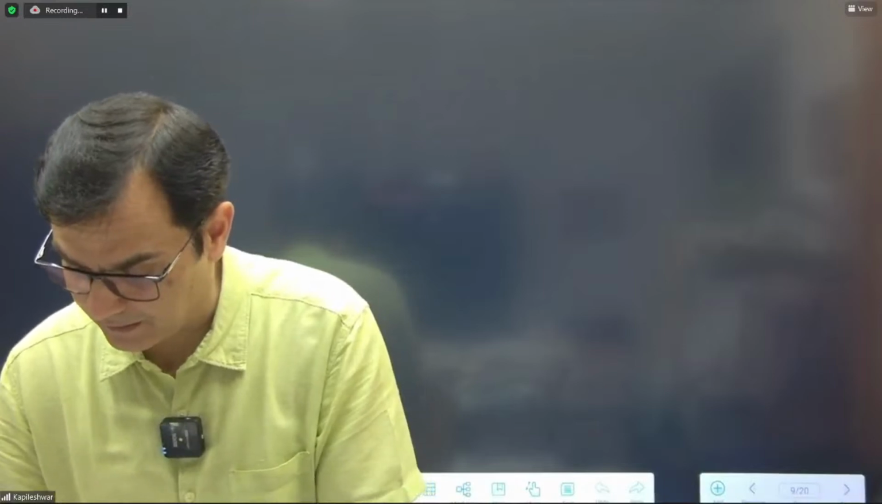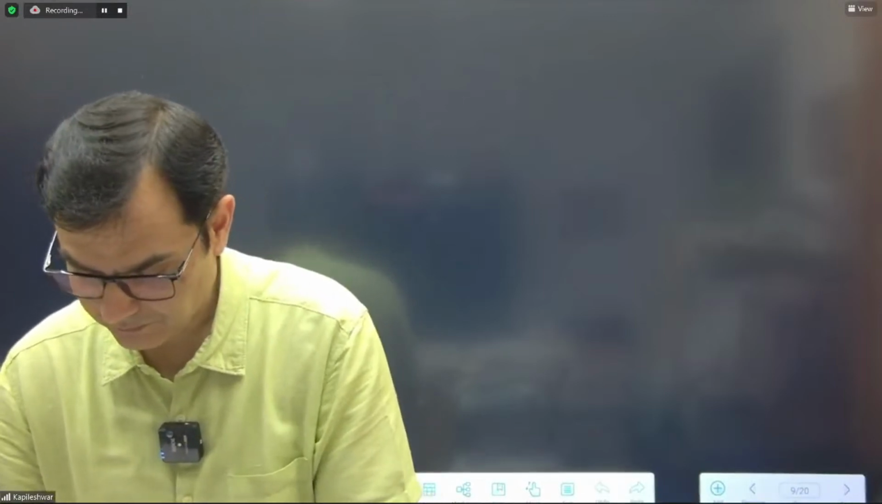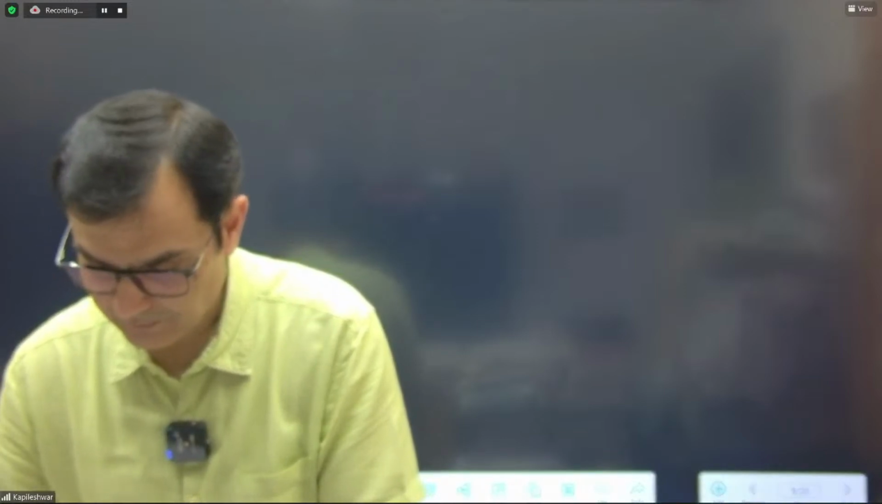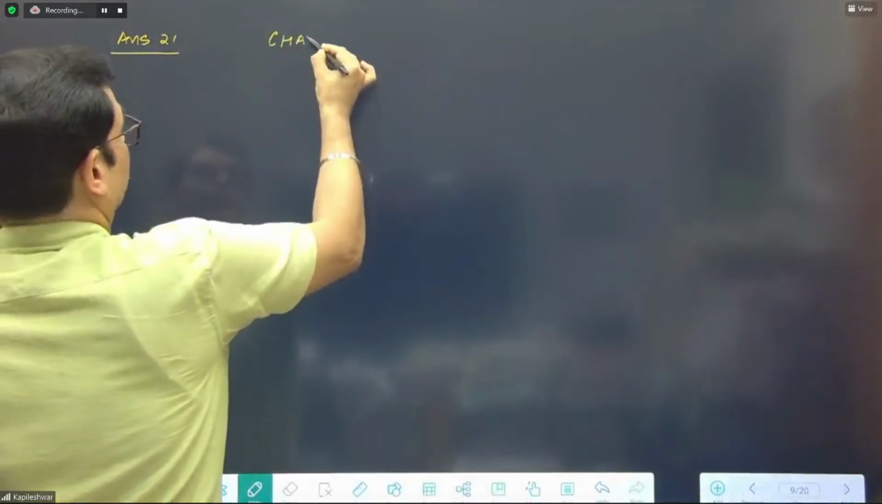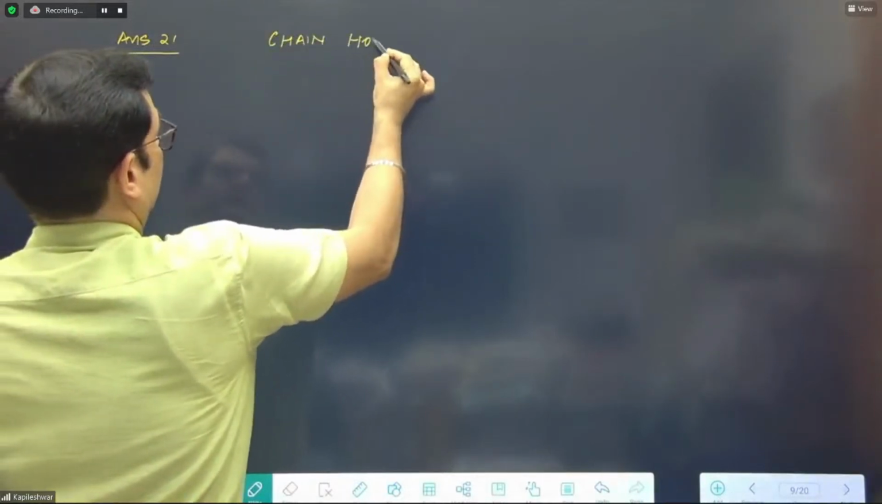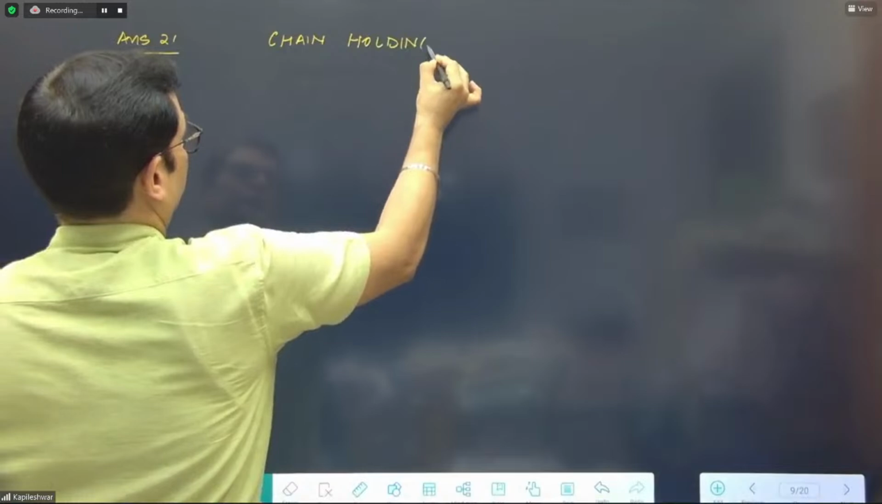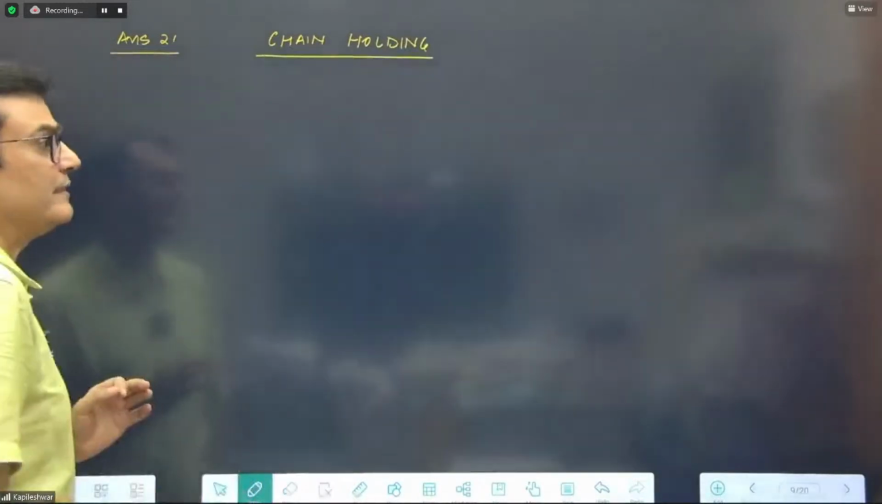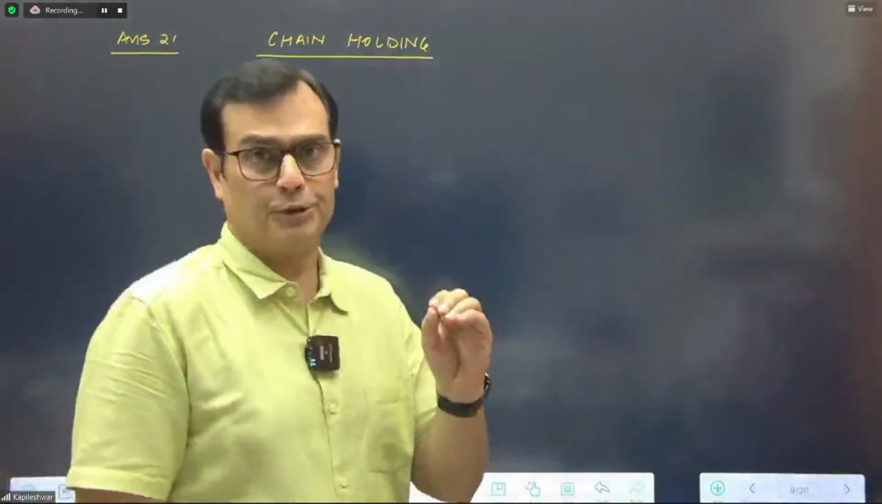Just give me a second. Let me just organize the question in front of me. Okay, so I've opened up the question and let's begin the journey in this case. So it was answer to question number 21, I guess. The focus in this case is a chain holding. So let's see how we are going to do the question on a chain holding. The steps remain exactly the same with a little variation.